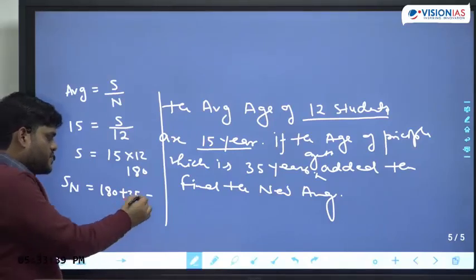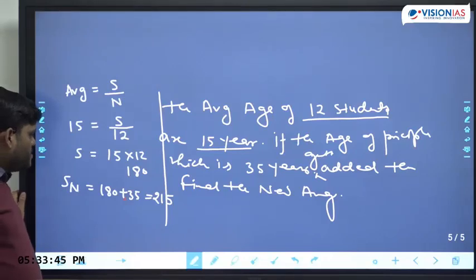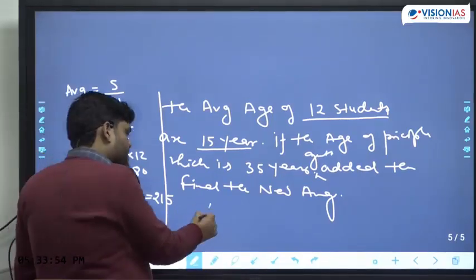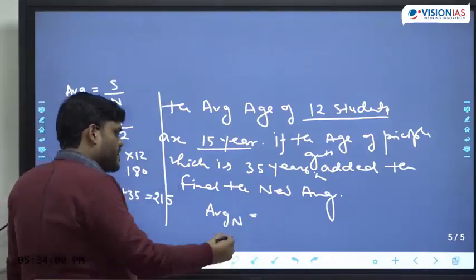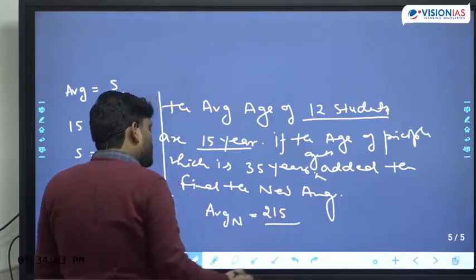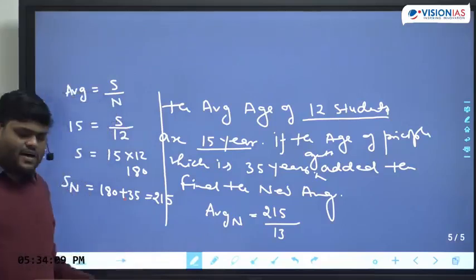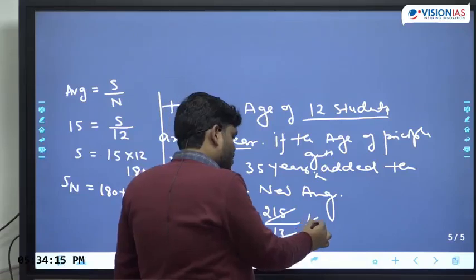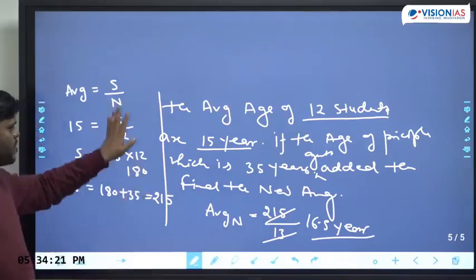35, this becomes 215. The sum of the new sum becomes 180 plus 35, that is equal to 215. So what is the new average? The new average will become 215 divided by 13. Since I have taken random data, this will come in decimal. Some students are saying 16.5, so you can solve that. 16.5 here. This is how we can solve with the help of the formula.